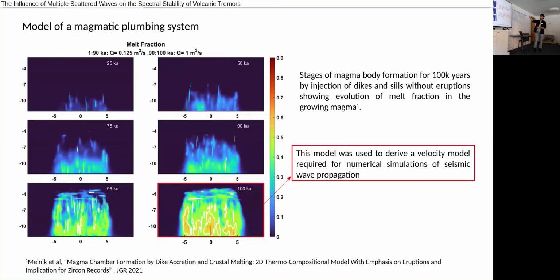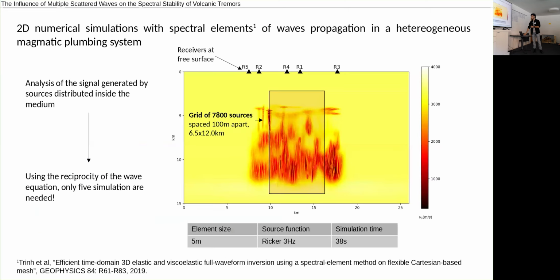Here we can see the evolution over time. But it's important to highlight that this is a model for the melt fraction, which means that if you are familiar with numerical simulation of wave propagation, we need to have a model for Vs and Vp, velocity and density. So we had to convert one of these frames, in this case, for example, the last one, to a Vp and Vs model. So the model that we obtain at the end is this.